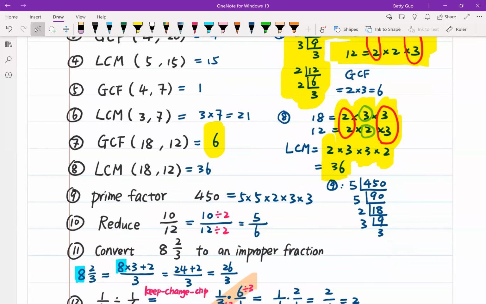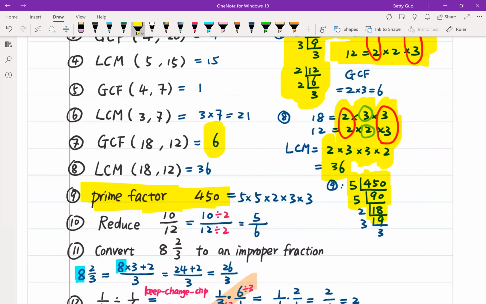Number 9, prime factor an integer, 450. We put 450 on the big L. Since 450 has the last digit equals 0, we know if the last digit of the number is 0 or 5, then the number is divisible by 5. So we divide 450 by 5. We have 90. 90 also has the last digit as 0. So we know 90 is divisible by 5 as well. Divide 90 by 5, we have 18.